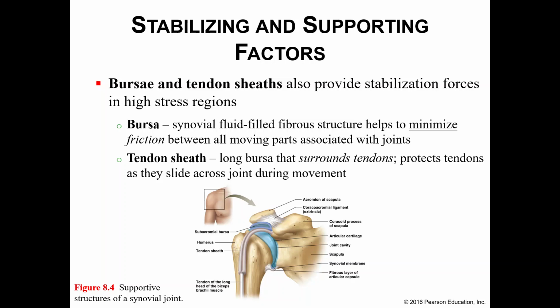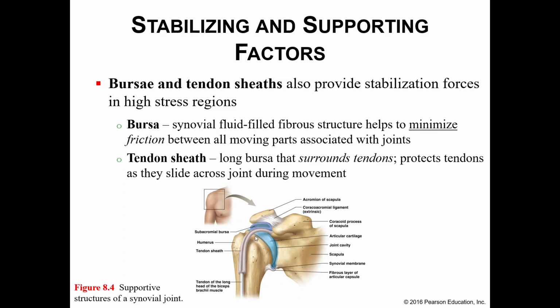So your bursa are additional synovial filled structures that help minimize friction between moving parts. Here's our bursa here. This is just an extra little sac of synovial fluid, separate from the joint itself. Again, this is an additional structure. And then we have a tendon sheath. This is kind of a long, skinny bursa that surrounds the tendon itself. And both of these are helping reduce friction where we have a lot of this movement.